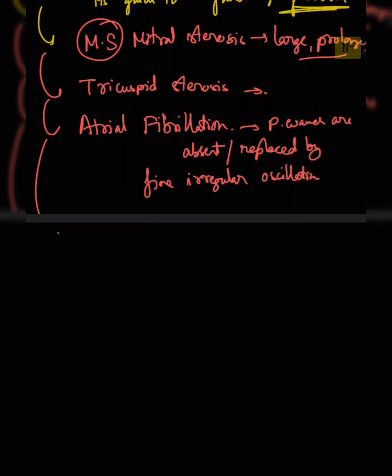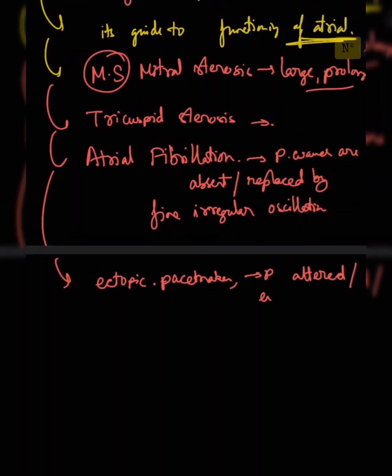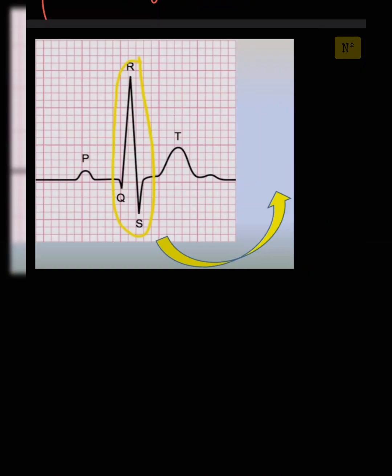And in certain abnormal conditions like ectopic beats, when cardiac impulses arise apart from the normal cardiac pacemaker cells, you will get ectopic pacemaker P waves. So the P wave that you get will be altered or sometimes even inverted.